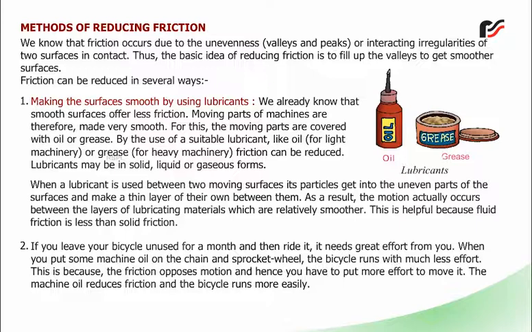2. If you leave your bicycle unused for a month and then ride it, it needs great effort. When you put some machine oil on the chain and sprocket wheel, the bicycle runs with much less effort. This is because friction opposes motion, and hence you have to put in more effort to move it. The machine oil reduces friction and the bicycle runs more easily.